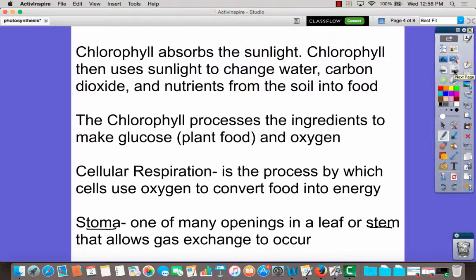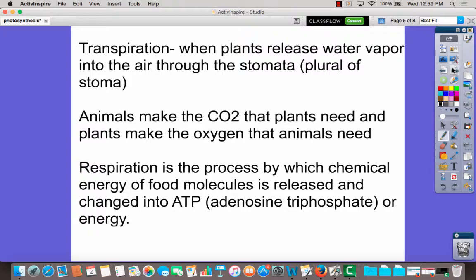Now, the chlorophyll processes the ingredients to make the food, and then when we talk about cellular respiration, we're talking about using the oxygen to convert food into energy for us. For plants, it's converting the food into energy. The stoma, again, is the openings that allows the gas exchange to take place. That's where it's allowing the carbon dioxide to come in and the oxygen to go out.